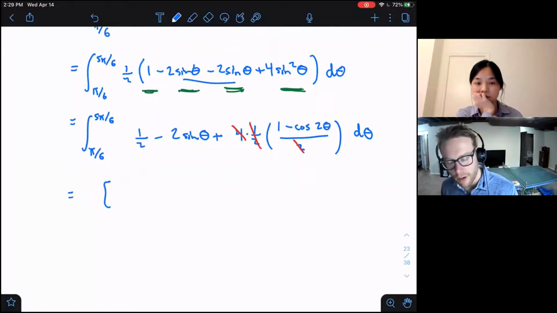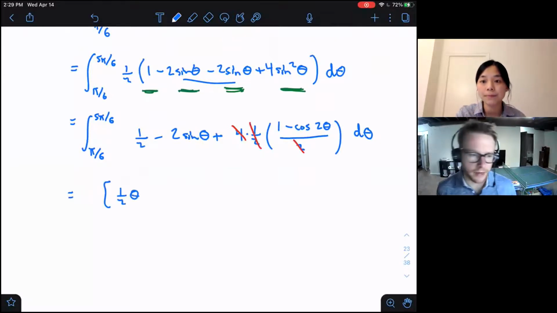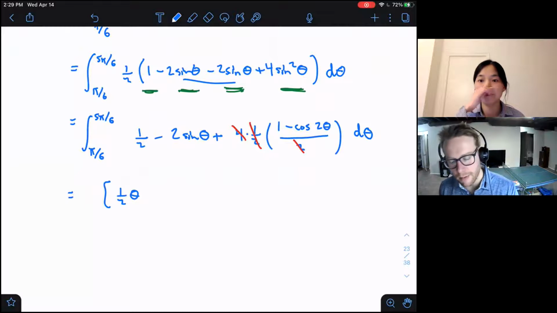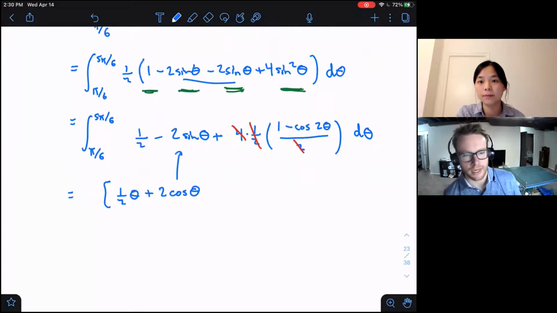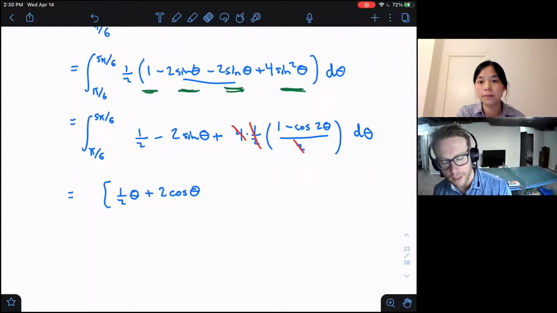So when I take the integral of 1/2 with respect to theta, I'm going to get 1/2 theta. When I take the integral of -2 sine, I'm going to get +2 cosine. Of course, double check. If you take the derivative of this, do you get back to where you started? Well, yes, the derivative of cosine is negative sine. So yes, that works out.